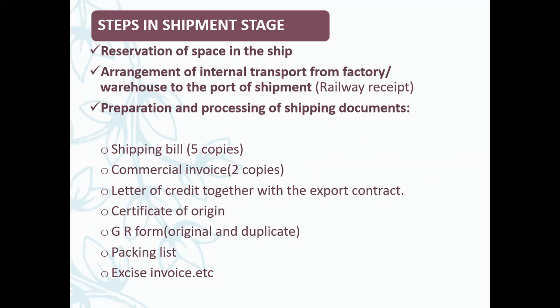Next, we have preparation and processing of shipping documents. As the goods reach the port of shipment, the exporter should issue detailed instructions to the C&F agents for the shipment of cargo along with the prescribed documents. What are the prescribed documents? These are shipping bill, commercial invoice, letter of credit, certificate of origin, GR form, packing list, and excise invoice.